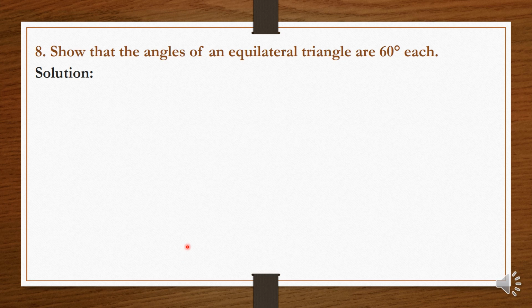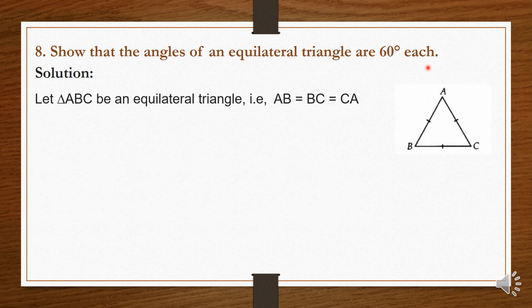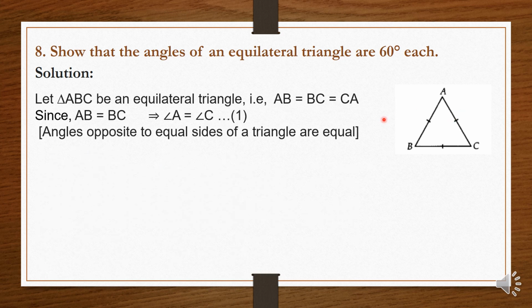Show that the angles of an equilateral triangle are 60 degrees each. So for question number 8, let us draw a diagram. So we have a triangle ABC. If the triangle is equilateral, by equilateral triangle we mean that all the sides of the triangle are equal in length. So we can clearly say that AB is equal to BC is equal to CA. All three sides are equal. So we have to prove that each of the angles is 60 degrees.